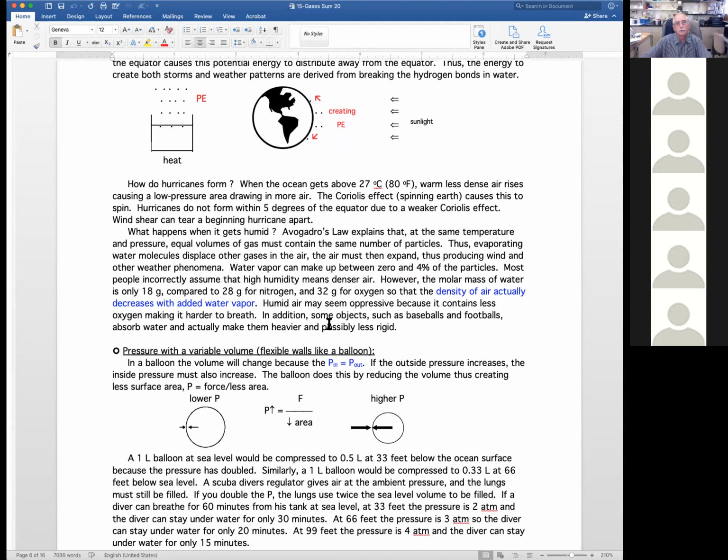So when the air is humid, we think that, oh, it's hot and all this kind of stuff, but actually the density of air actually decreases with added water vapor. Some objects actually will get heavier because they absorb more water. Yeah, as we'll talk about later, on a humid day, it's hard to get heat energy away from your body because water molecules are constantly landing on your body, which kind of lowers the effectiveness of water molecules leaving your body.